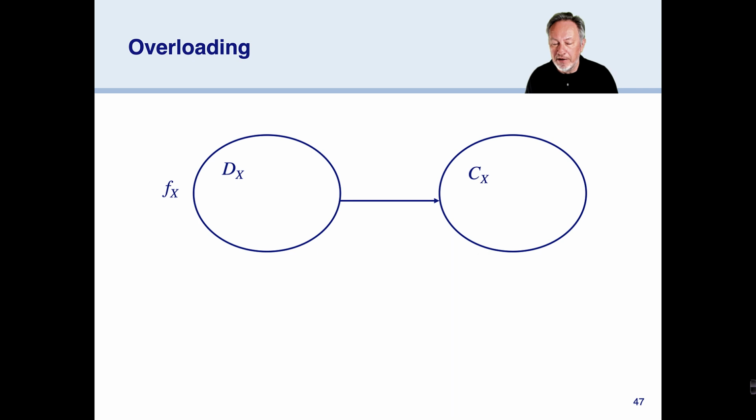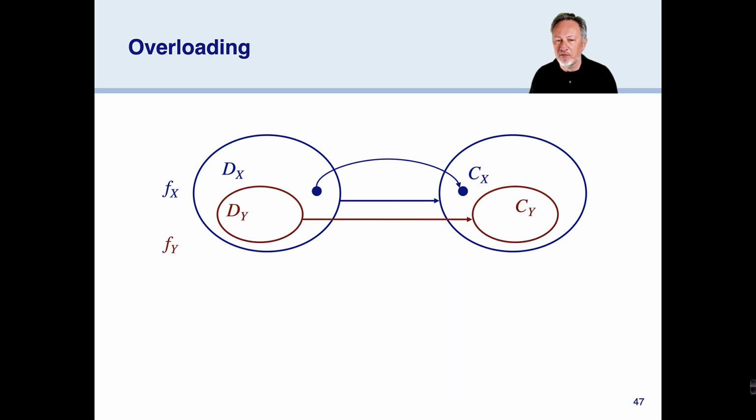Now let's look at a final case, which is overloading, which seems to help but has other problems. Here with overloading, we have a function fx and we have a function fy, and in fact in many languages like Java and C++, fx and fy have different types, they have different argument types, so in fact they're overloaded.